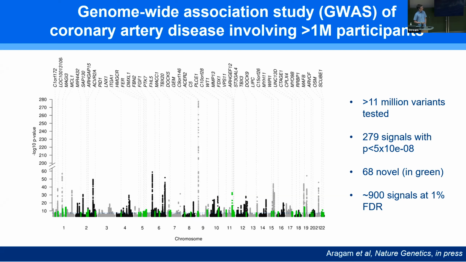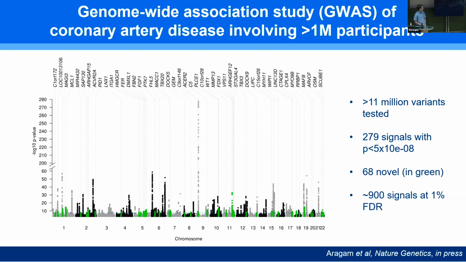So out of the 11 million or so we looked at, there's nearly 300 that are kind of independent signals. And if one's prepared to be a bit more lenient, we know the rest of those ones that are below our threshold aren't null. There's some real signal in there. So maybe there's something like nearly 1,000 signals if you took a 1% false discovery rate.